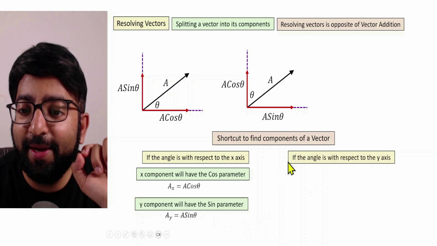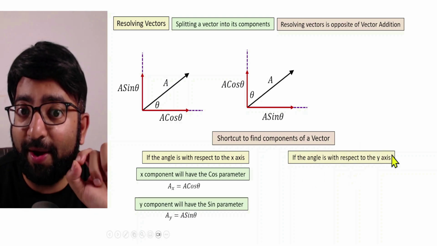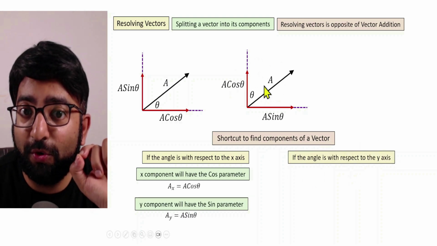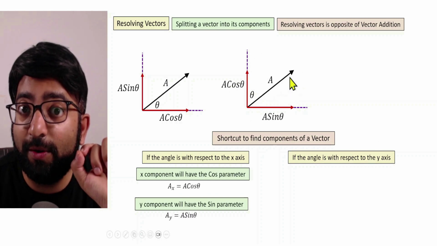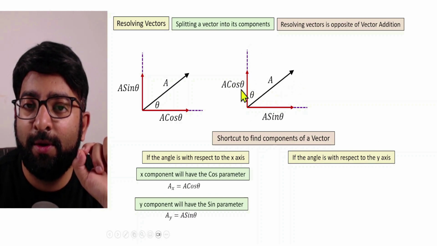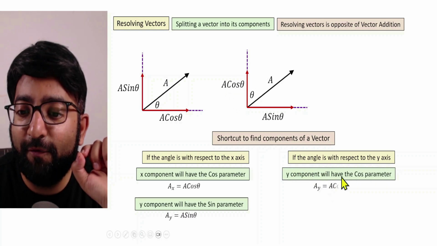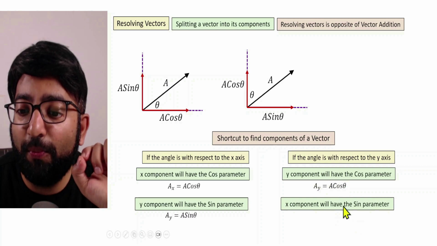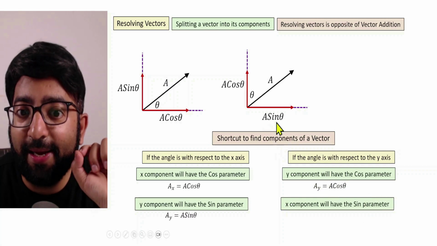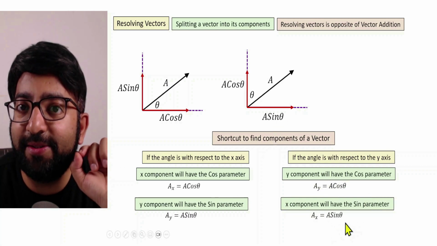On the other hand, if the angle given is with respect to the y-axis, for example, in this diagram 2, the angle was between the original vector and the y-axis. In this case, the y component will have the cos parameter. So AY will be A cos theta, and the x component will have the sine parameter. As you can see here, AX is A sine theta.